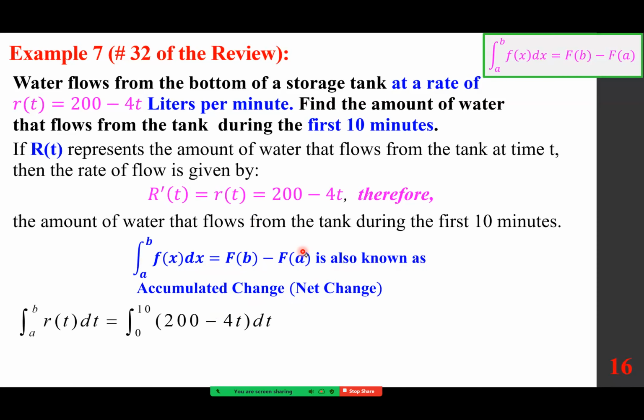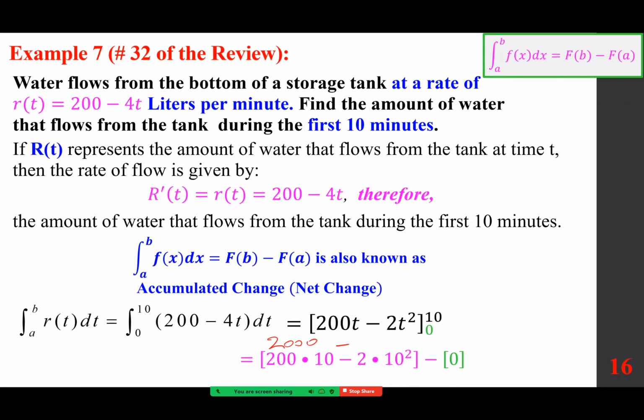And so this gives us 200t, and minus 2t squared. We're not going to write a constant because we are evaluating it from 0 to 10, so it's going to give us a number. So 200 times 10 minus 2 times 10 squared. If you plug in 0, you get 0. So this is 2000, right? Minus 2 times 100, minus 200, it's 1800 liters.